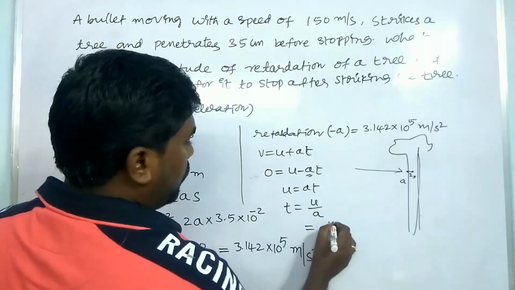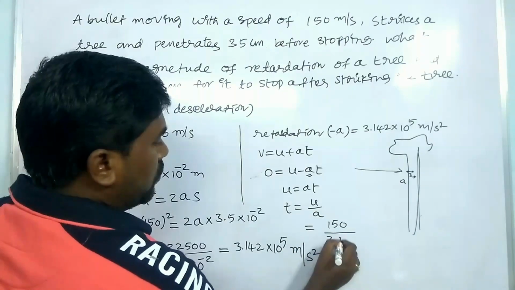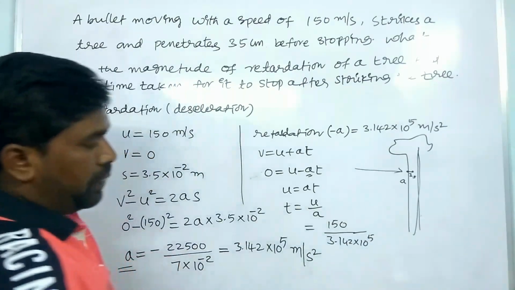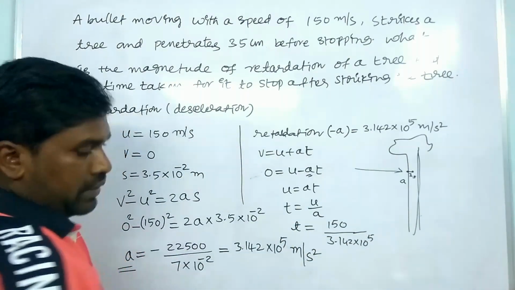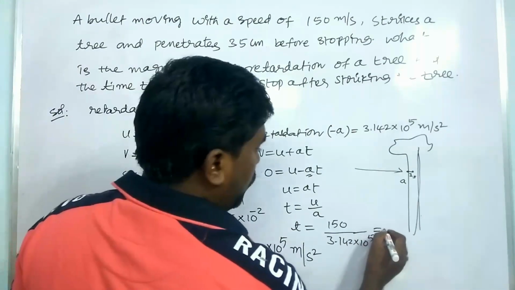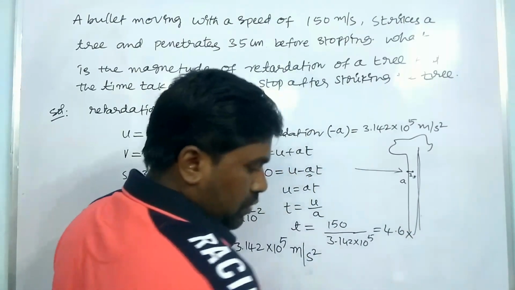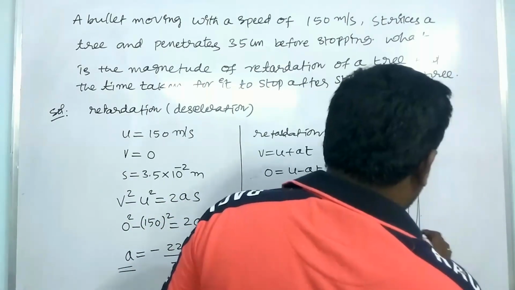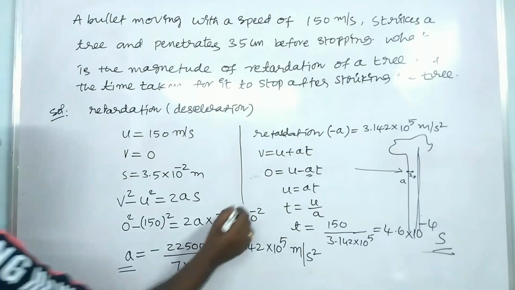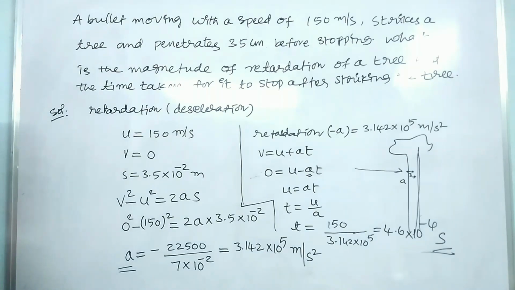So what is u here? 150. And what is a here? 3.142 into 10 to the power 5. So the time taken is equal to 4.6 into 10 to the power minus 4 second. So this is the time taken to move the 3.5 centimeter into the tree. Okay.